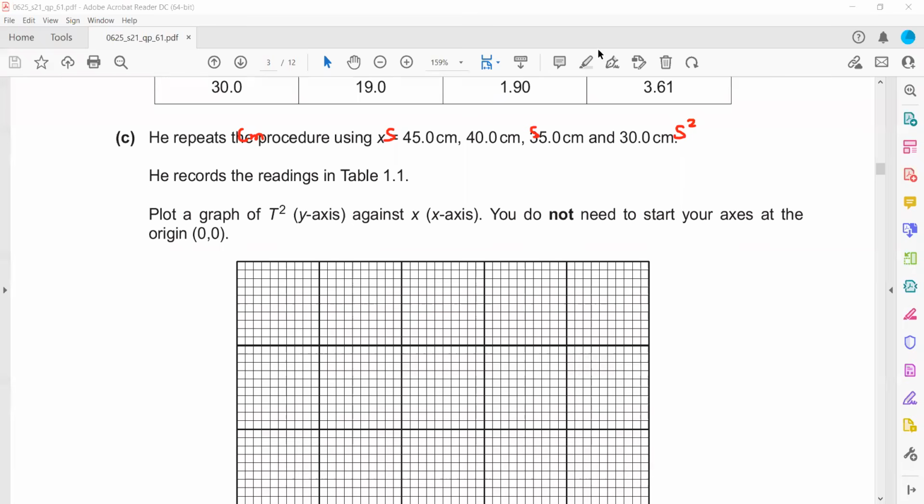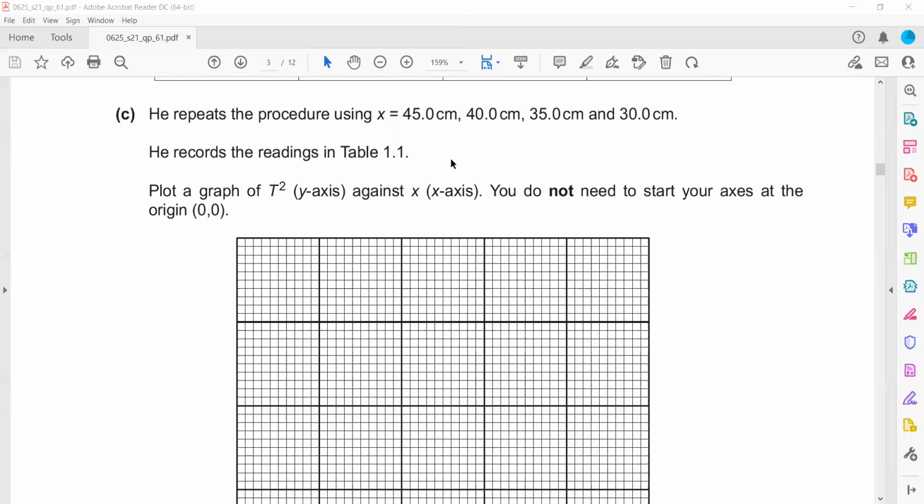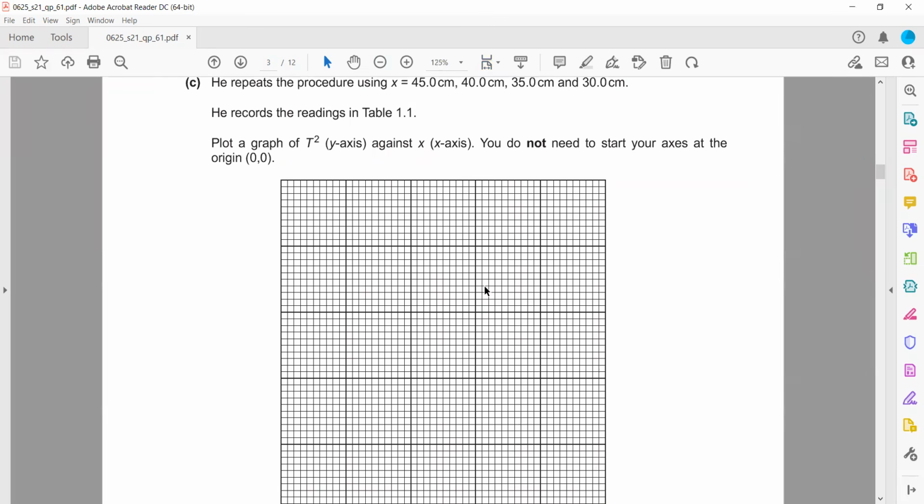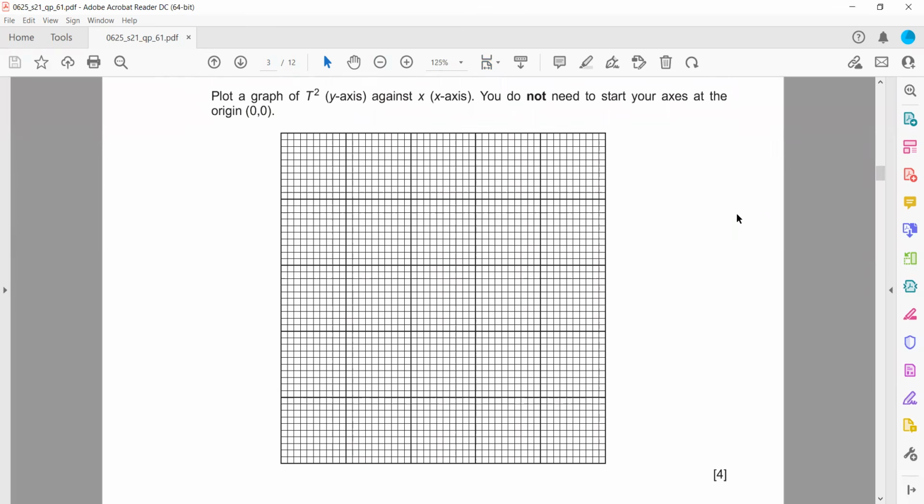Then the next part, he repeats the procedure for 45 centimeter, then 40 centimeter, and then 30 centimeter. He records the reading and plots a graph, t square on the y-axis against x on the x-axis. And you do not need to start your axis at the origin.